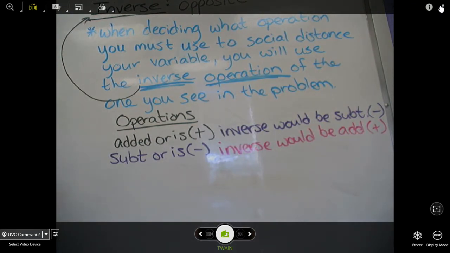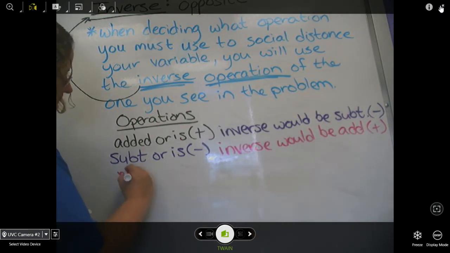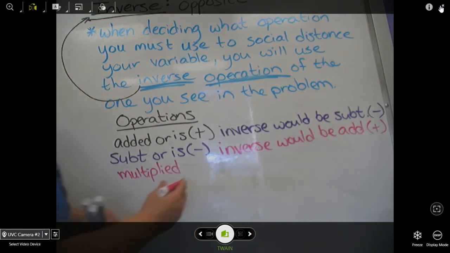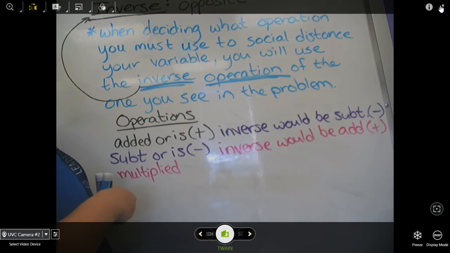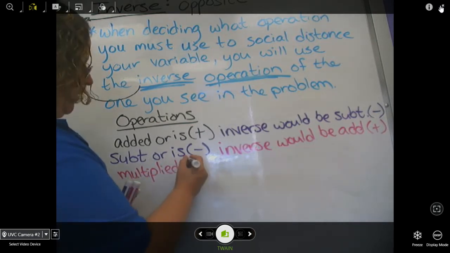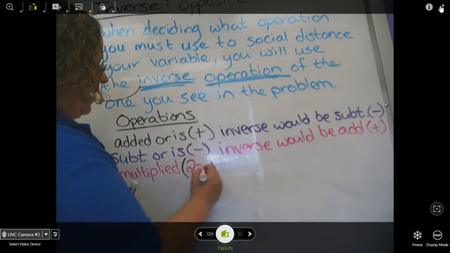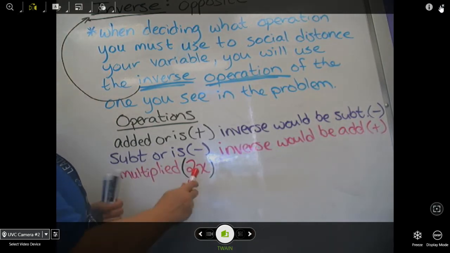What if something is being multiplied? Here's where you got to be careful. They're not going to have a multiplication symbol between it. It's going to be sitting right on it. So it may look something like this, in parentheses, like 2x. Anytime it's sitting right on it, this is multiplication. The inverse would be division.